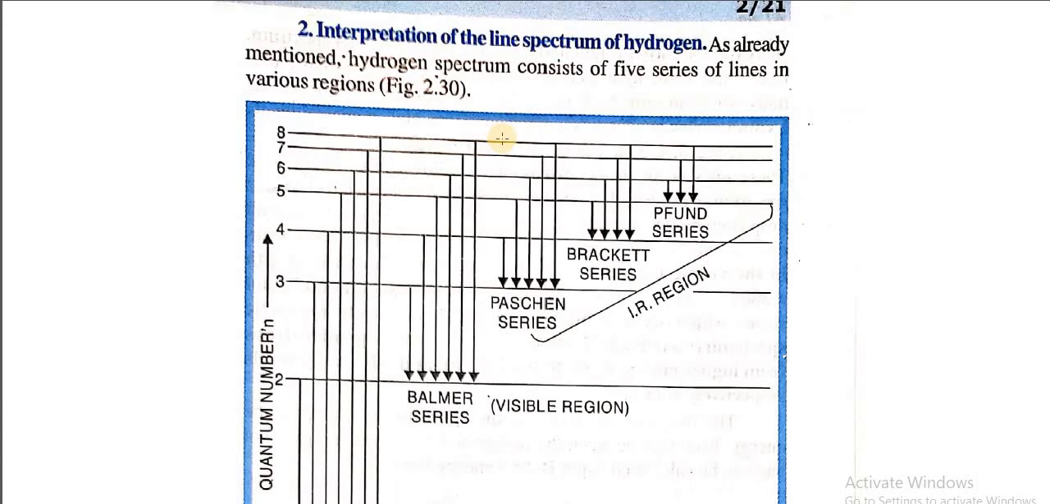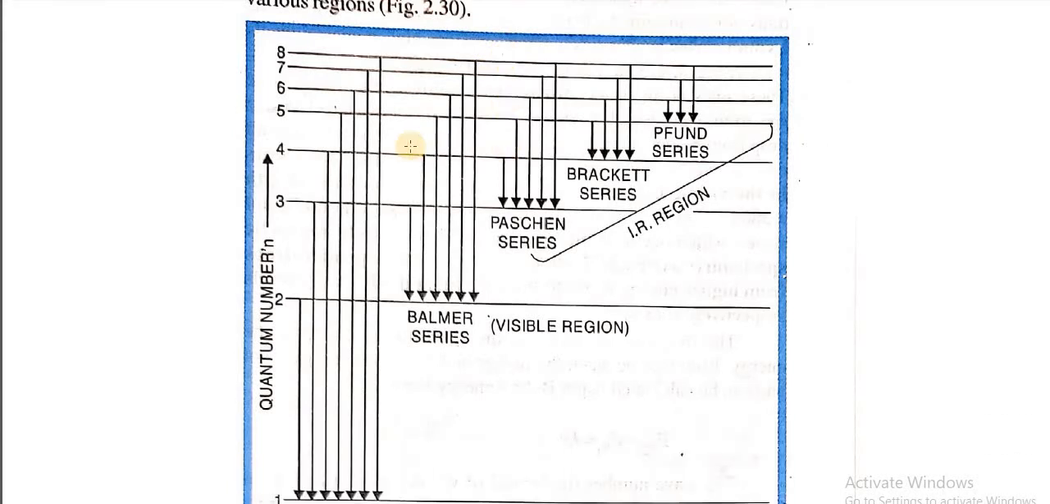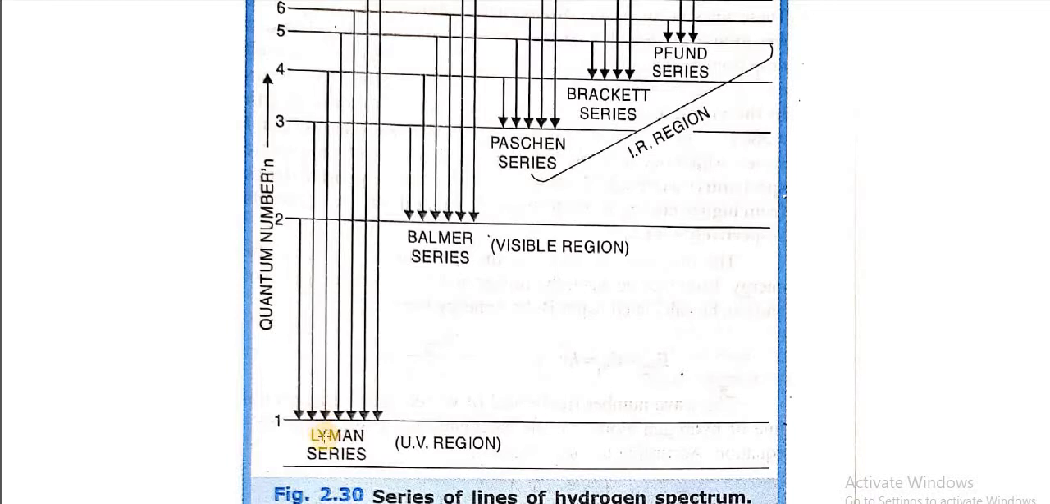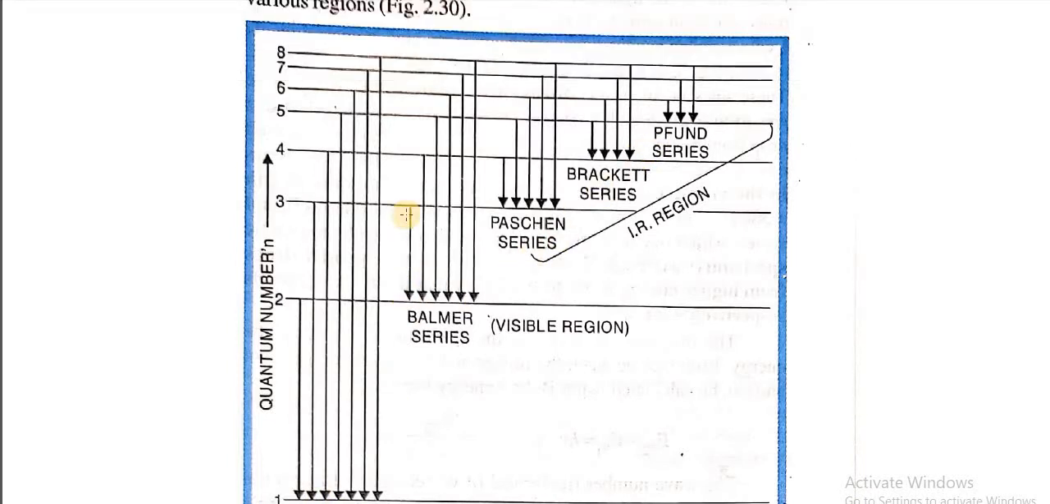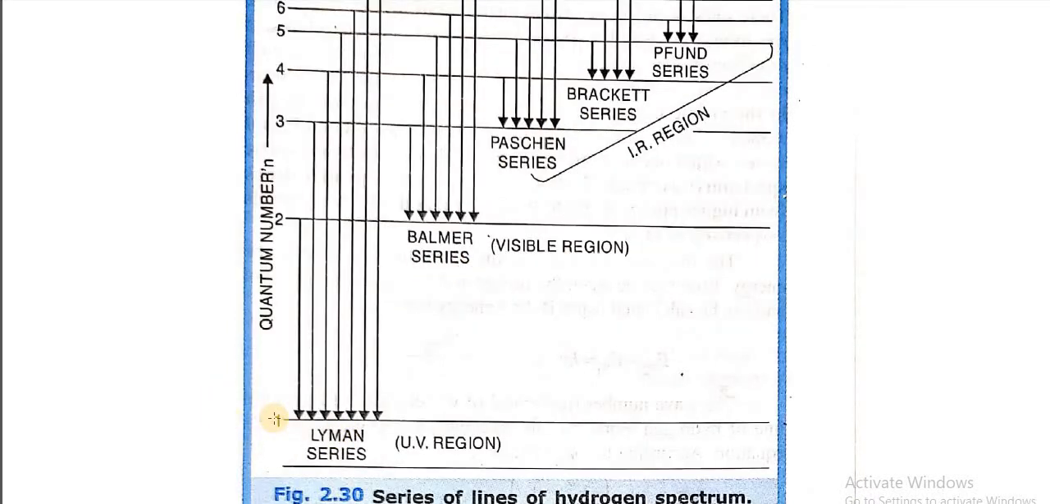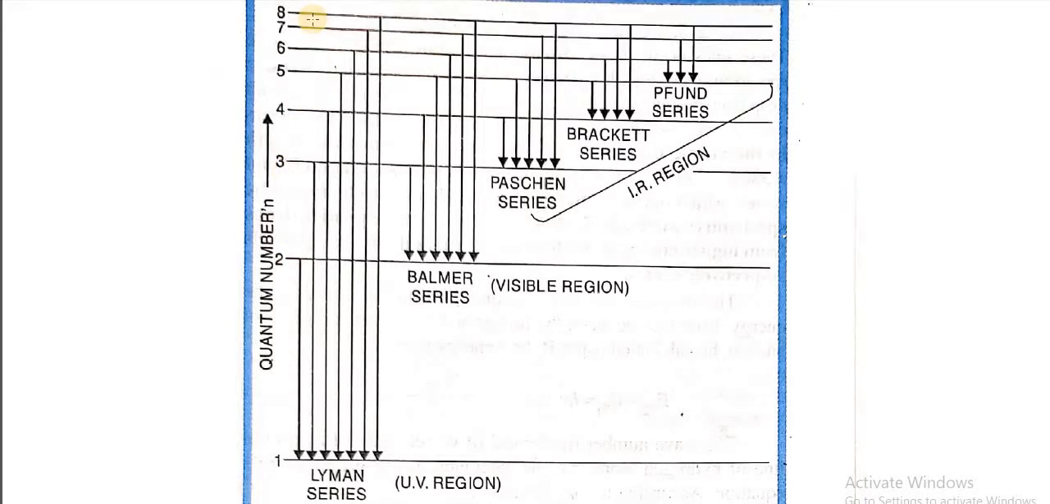As we discussed about the hydrogen spectrum, there are 5 series: Lyman series, Balmer, Paschen, Brackett and Pfund. Now over here, for Lyman series, the value for n1 is always 1, and n2 can be 2, 3, 4, 5, 6, 7, 8. Similarly for Balmer series, the lowest value for n1 is 2, and n2 can be 3, 4, 5, 6, 7, 8. Similarly, for Paschen series, n1 equals 3, and n2 can be 4, 5, 6, 7, like that.